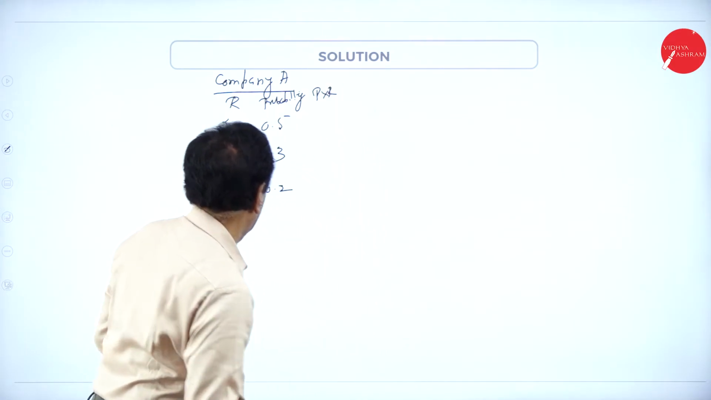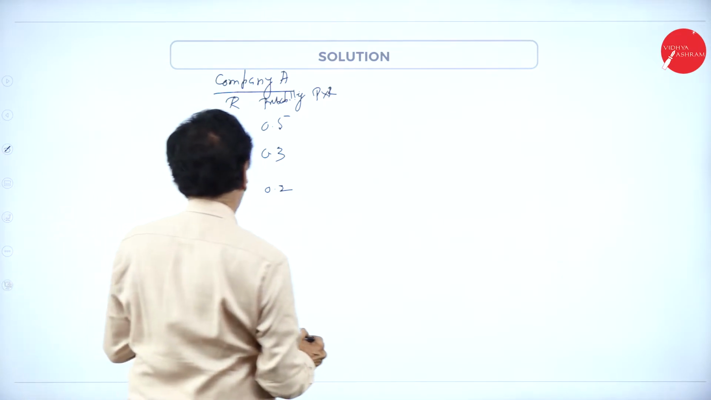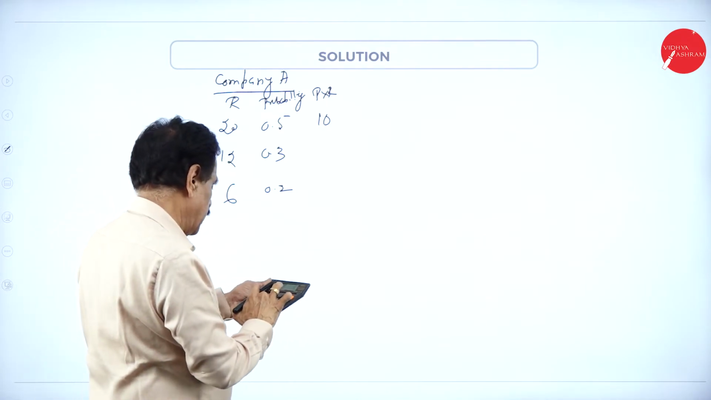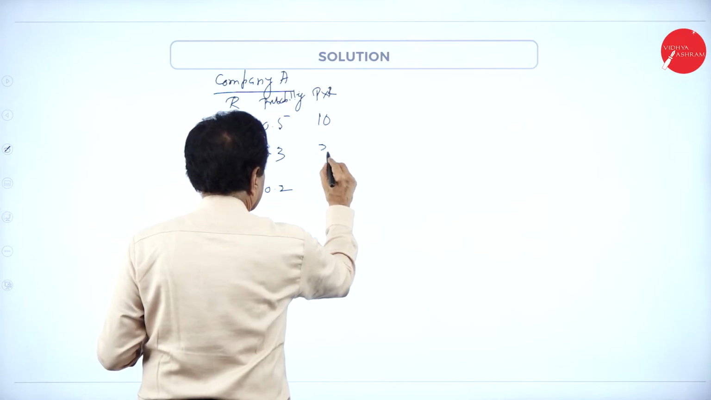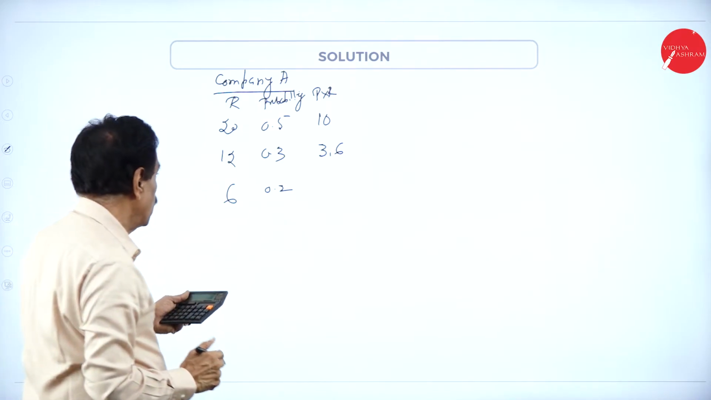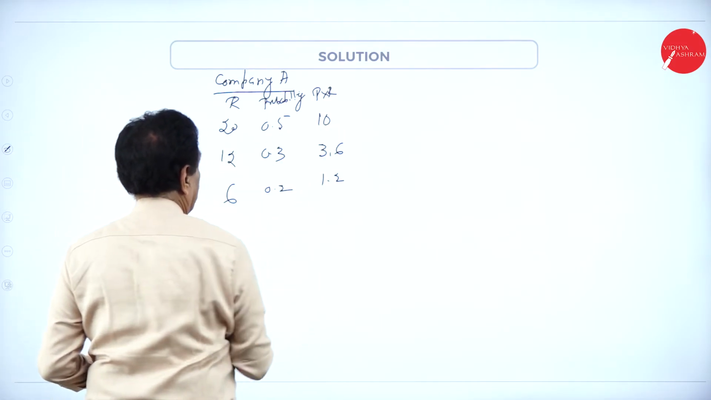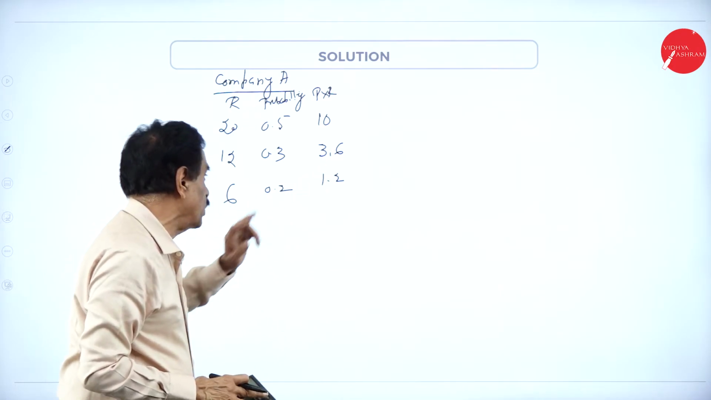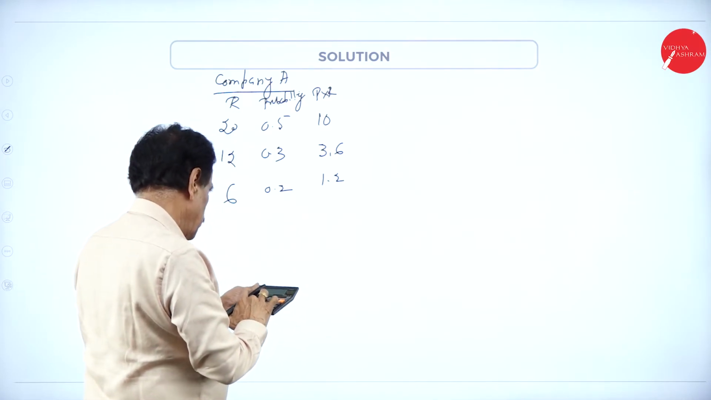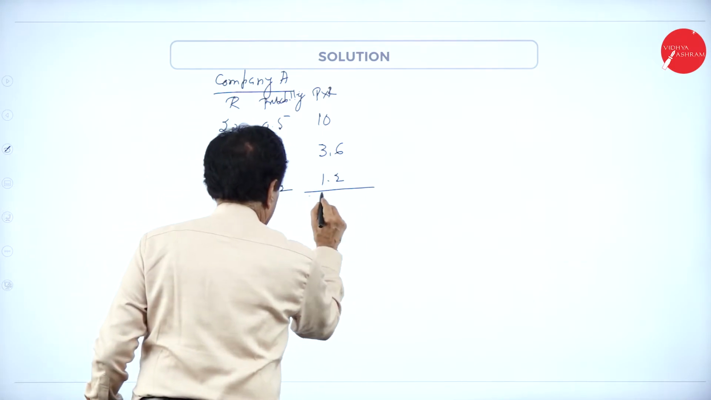So 20 into 0.5 is 10. 12 into 0.3 is 3.6. 6 into 0.2 is 1.2. I'll repeat: 20 into 0.5 is 10, 12 into 0.3 is 3.6, 6 into 0.2 is 1.2. Add the figures: 10 plus 3.6 plus 1.2 is 14.8. Expected return is 14.8.